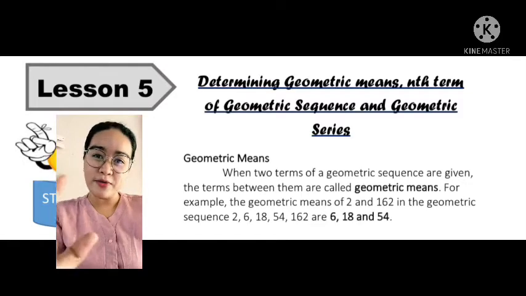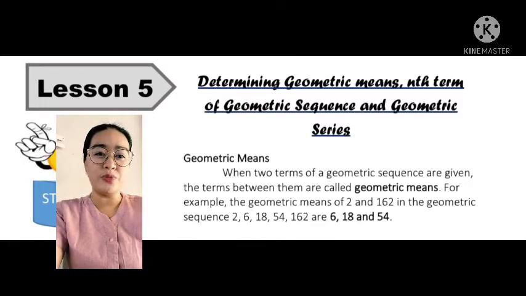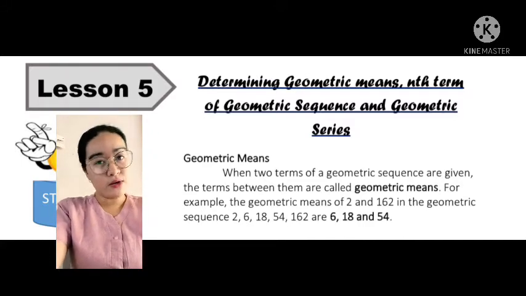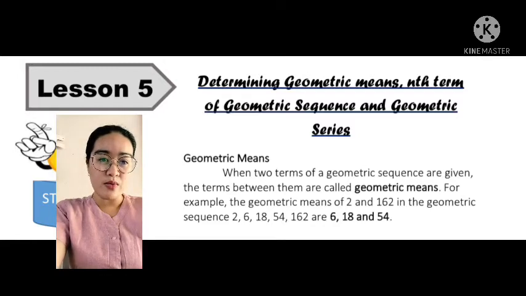So we're now in lesson number 5, which is determining geometric means and term of geometric sequence and geometric series. So what is geometric means? When two terms of a geometric sequence are given, the terms between them are called geometric means. Para lang siyang din arithmetic means, 'di ba, yung ini-insert siya sa gitna. Okay?